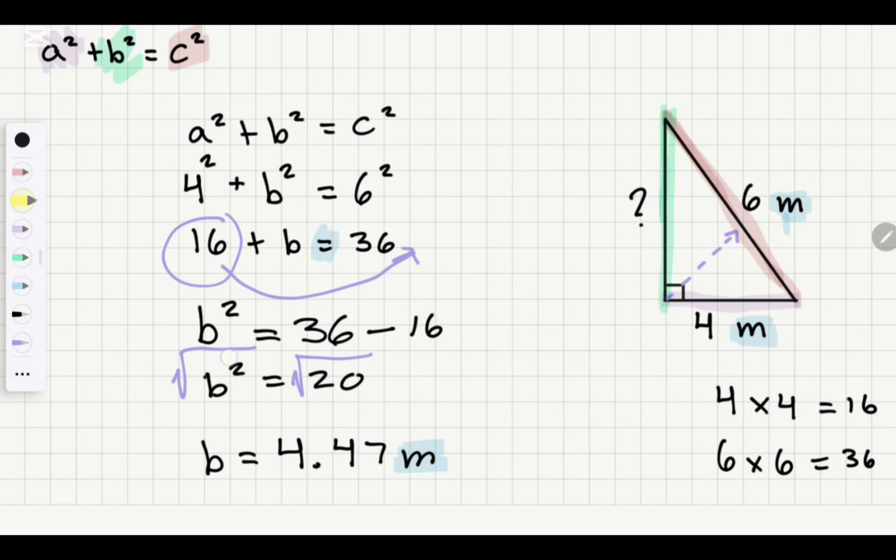See how here I had b squared, but here I only wrote b? That's because this squared and this square root cancel each other out, and I'm left with only b. Let's try one more example.